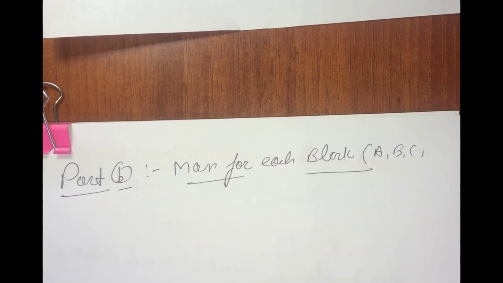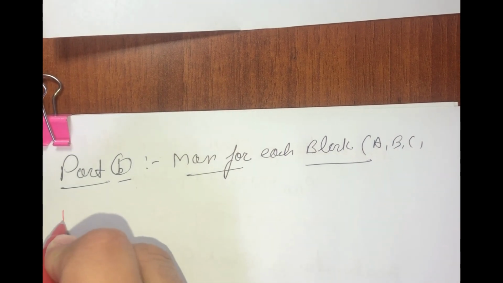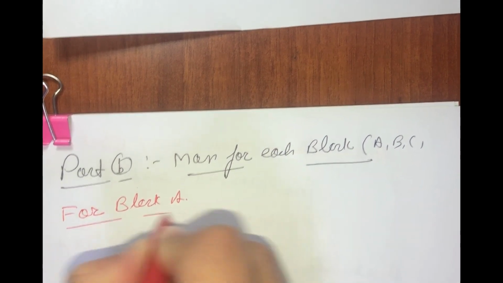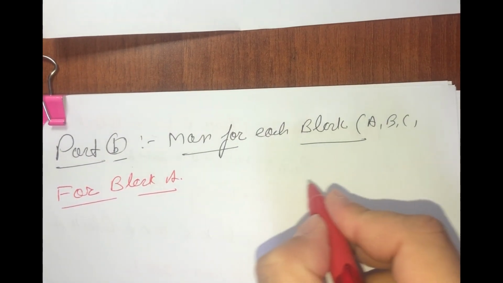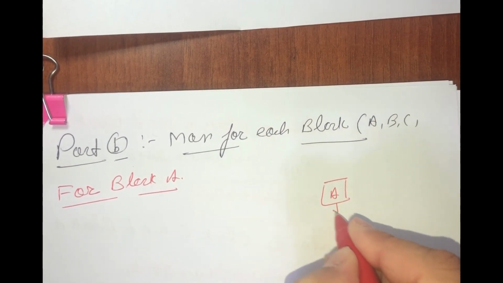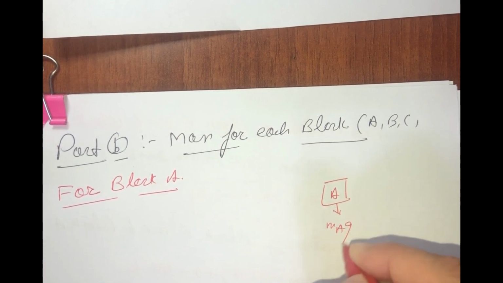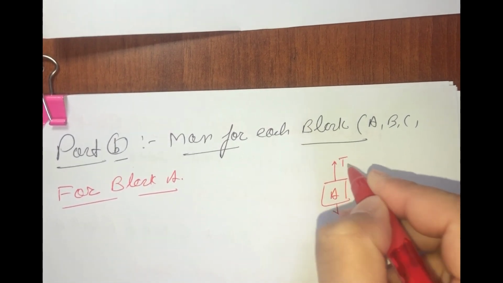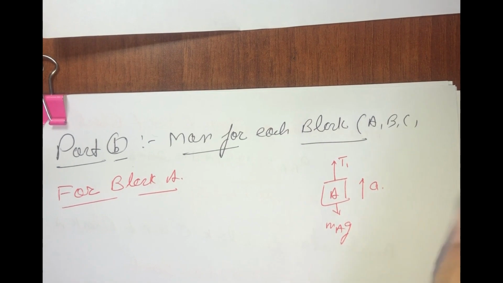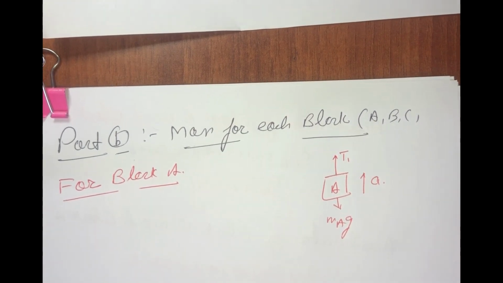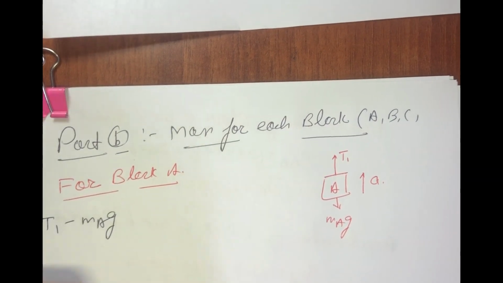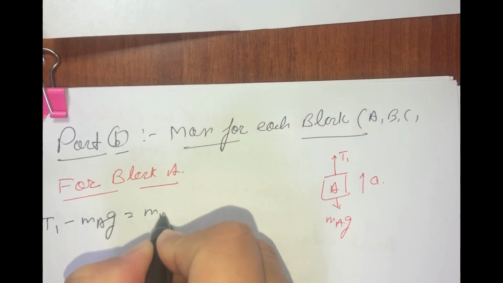So let us write the equation for block A. You can see that for block A, in the downward direction we are going to have mAg. Upward, let us suppose tension is given as T1 and it is moving upward with the acceleration of a. So we can write this equation as T1 minus mAg is equal to mA multiplied by a.